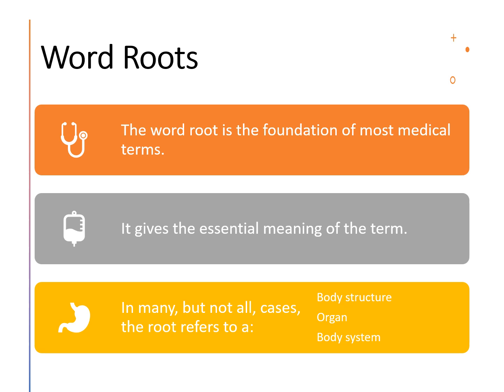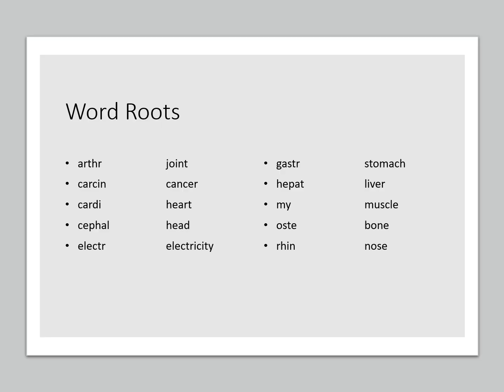The word root is the foundation of most medical terms and gives the essential meaning of the term. The root frequently, though not always, refers to a body structure, organ, or a system. Examples of word roots include the following: arth- for joint, carcin- for cancer, cardi- for heart, cephal- for head, electr- for electricity, gastr- for stomach, hepat- for liver, my- for muscle, ost- for bone, and rhin- for nose.